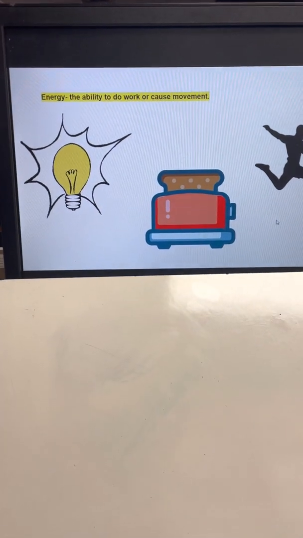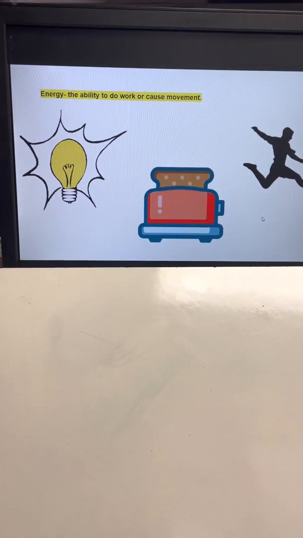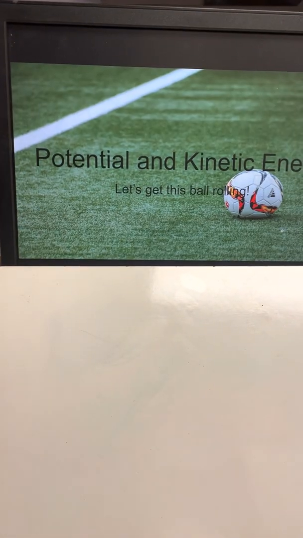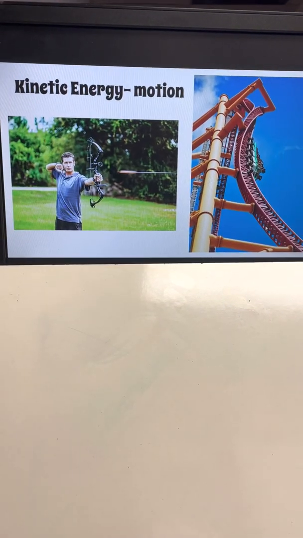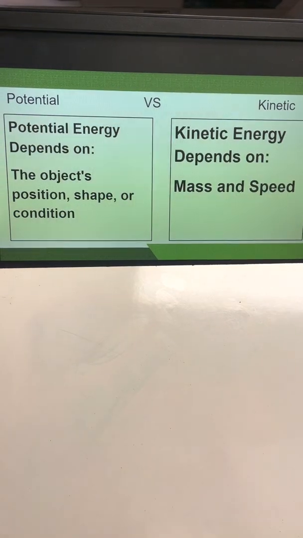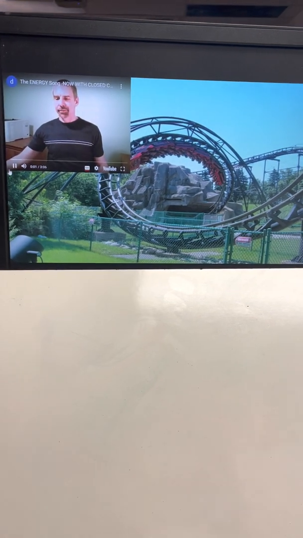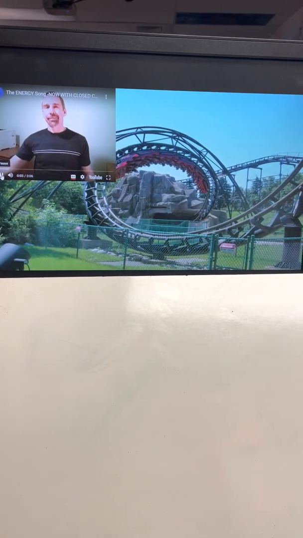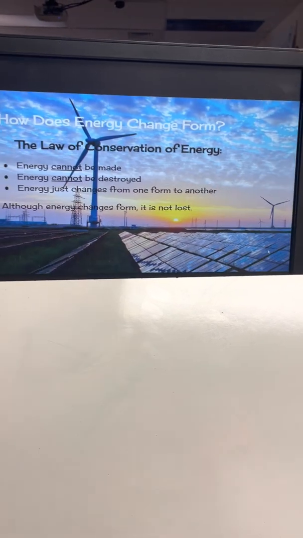We went through all of our vocabulary in class, or at least most of it. And so you have the definitions for energy. We talked about potential and kinetic energy, the main differences between the two. We listened to my favorite Nutty Professor. You can go back and listen to that song if you'd like.